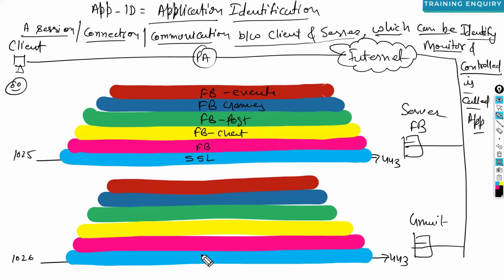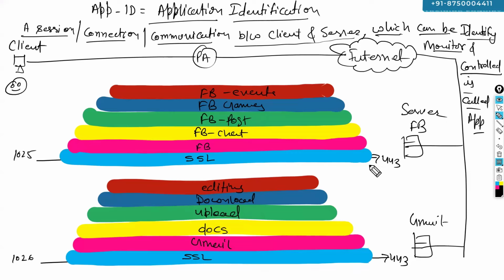Same here. In another connection, Palo Alto can identify that till here it is SSL, but now it is not Facebook, it is a Gmail session. In the Gmail session, it is a Google Docs session. In Google Docs, it is an upload session. This is a download session, and this is your Google Docs editing session. Okay, in this way.